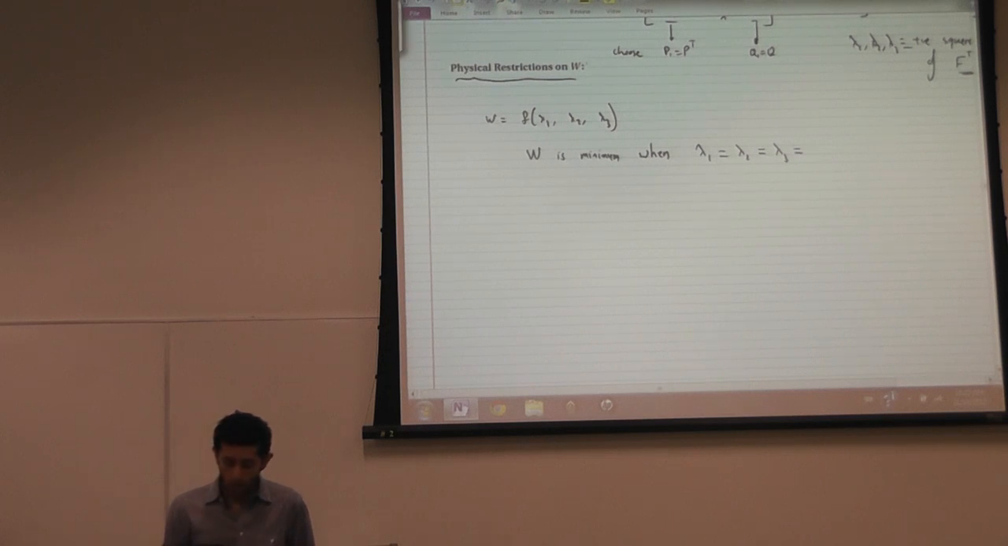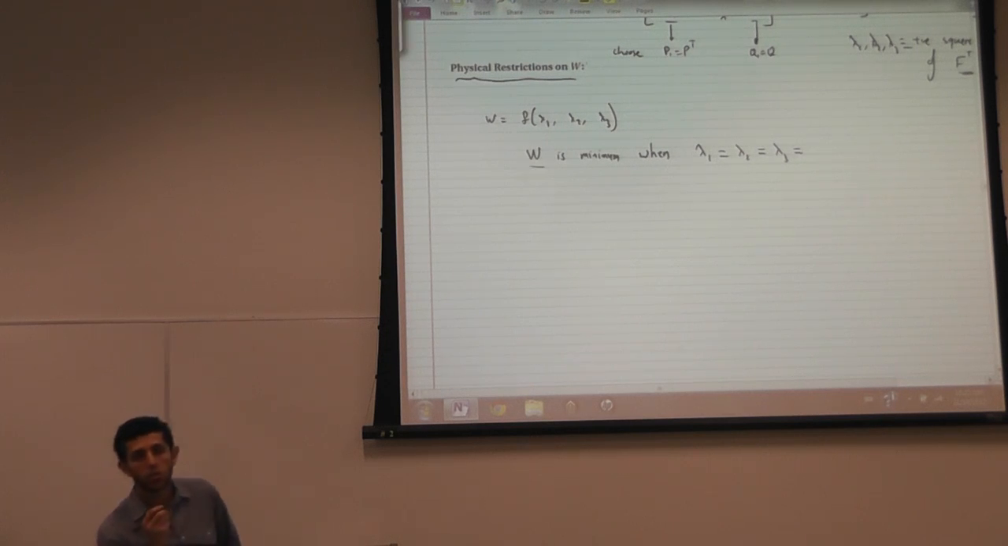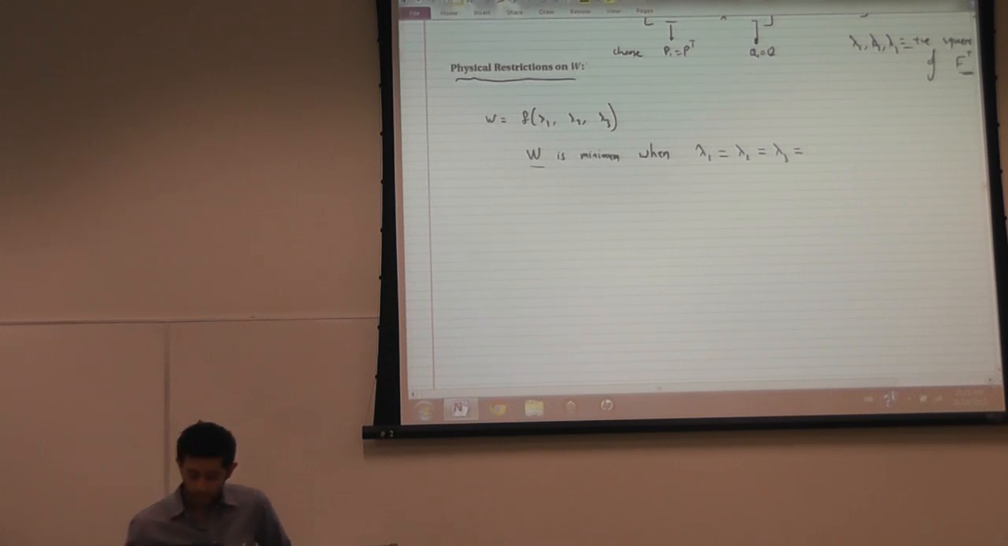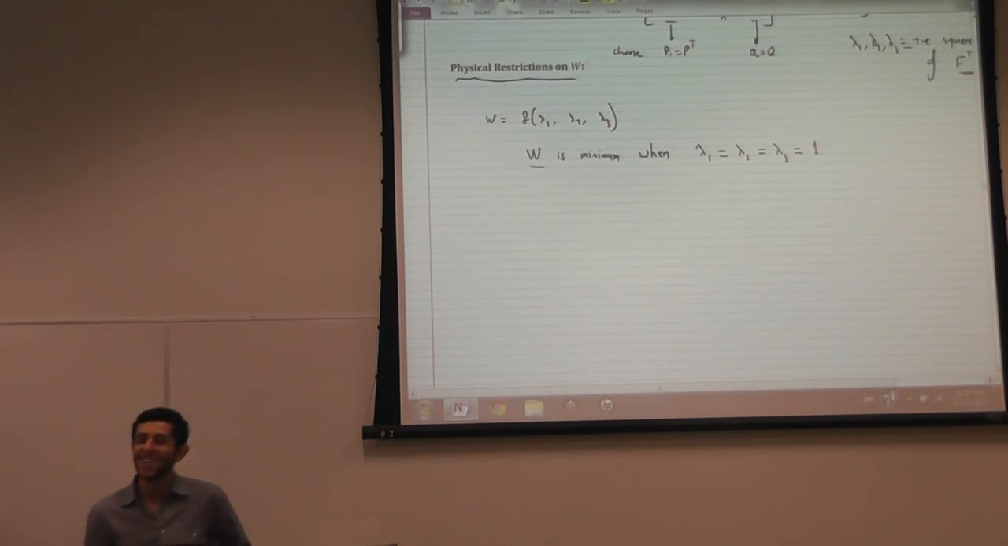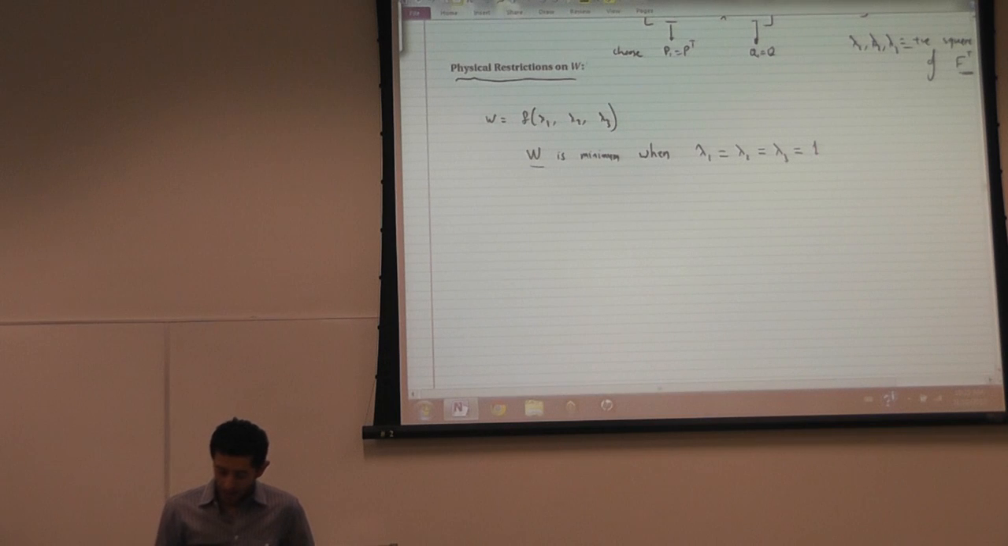When should the energy be minimum? When the stretches are one, or when the stretches are zero? One. Okay. Following? Okay. So this has to be minimum at lambda 1 equal lambda 2 equal lambda 3 equal to 1, when the principal stretches are 1, which means that there's no stretch.